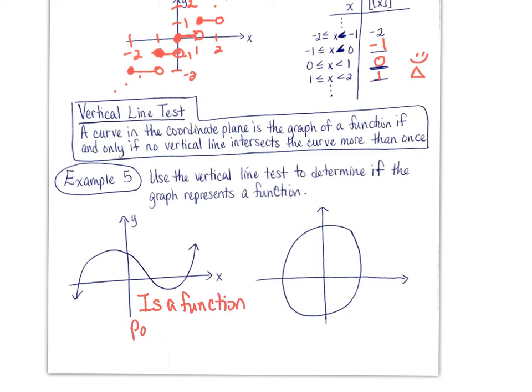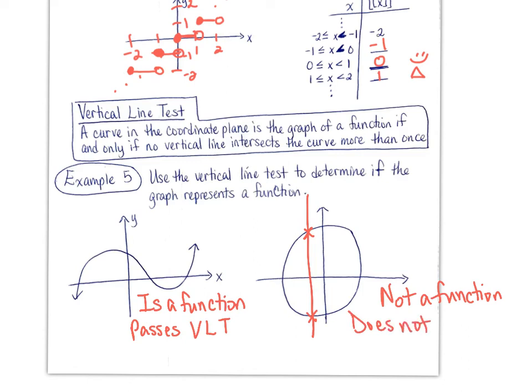It passes the vertical line test, VLT for vertical line test. But what happens if you take a vertical line here? Well, it intersects the graph in 2 points. So this would not be a function, right? It does not pass the vertical line test.